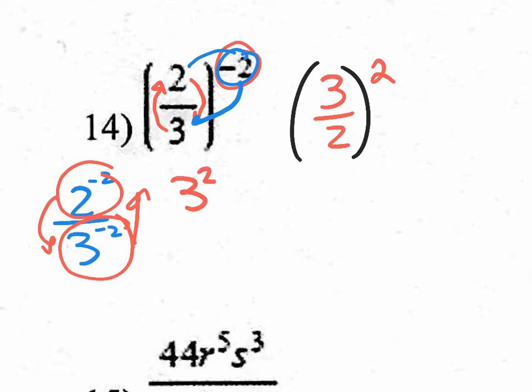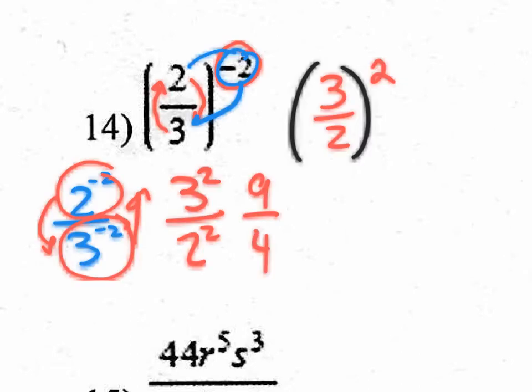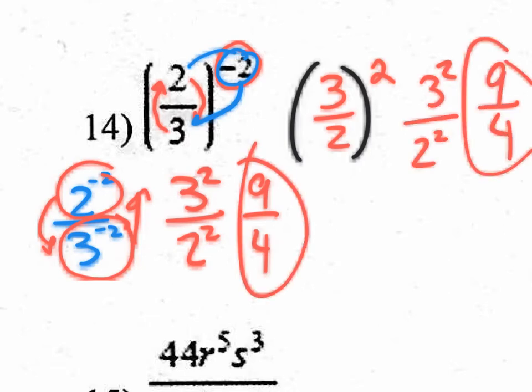So you'd end up with 3 squared over 2 squared. So you could get the answer this way as well. The answer is 9 over 4. But you see what I did, I took the fraction, I flipped it first, and then I'm going to distribute, and I'll get the 3 squared over 2 squared, which is really 9 over 4. Same answer, just done a little differently.